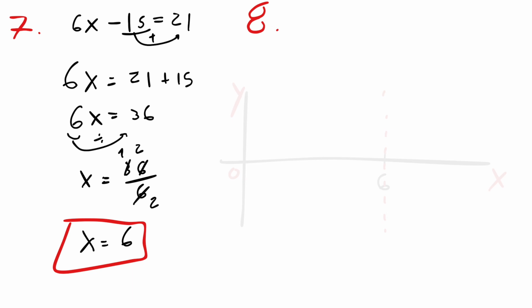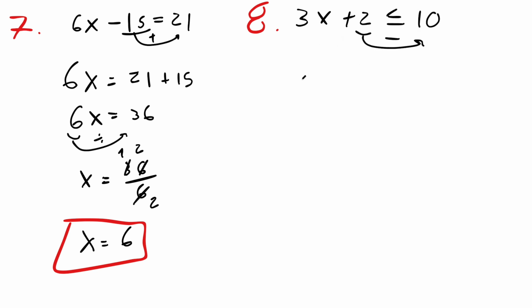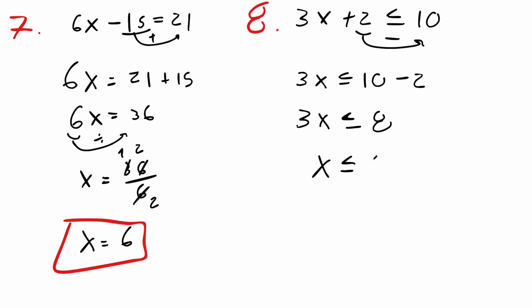Now, what about the eighth and last one? Well, it's gonna be 3x plus 2 lower or equal than 10. We pass the 2 to the other side to subtract. 3x is lower than 10 minus 2. Of course it is. 3x is lower or equal than 8. What happens here? Well, x is gonna be lower or equal than 8 over 3.